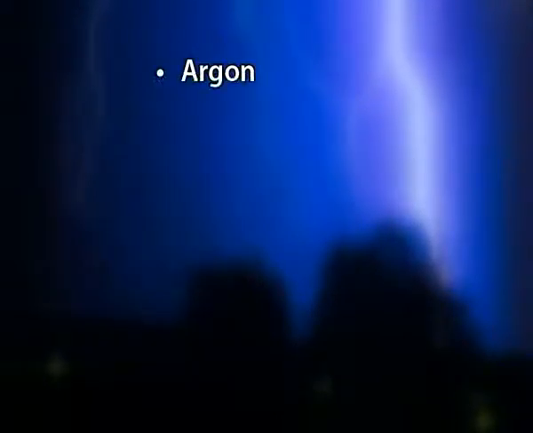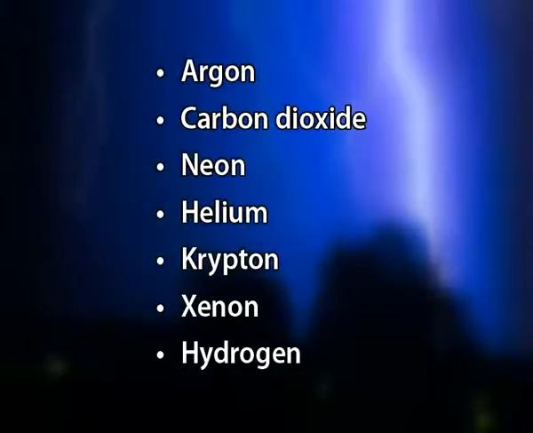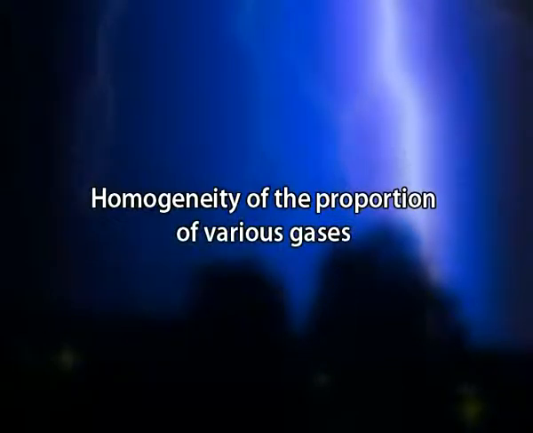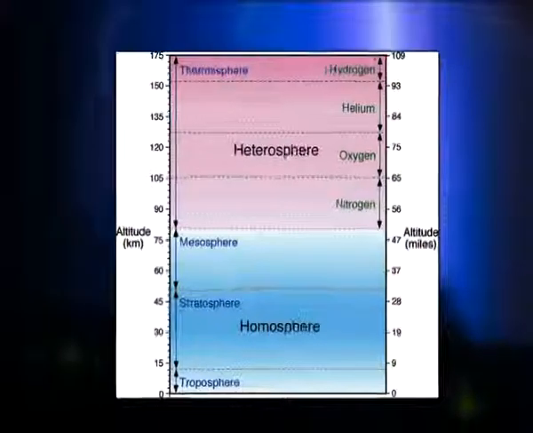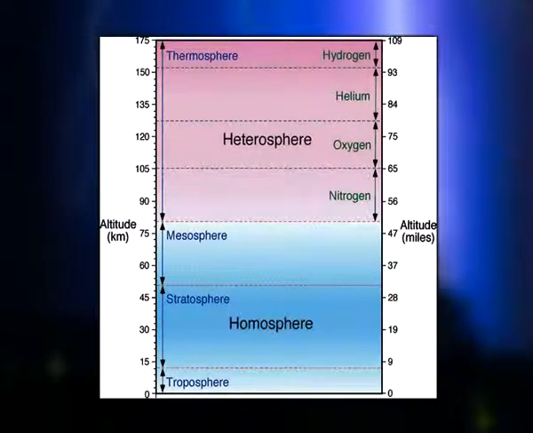Other gases are argon, carbon dioxide, neon, helium, krypton, xenon, hydrogen, etc. This zone is called homosphere because of the homogeneity of the proportion of various gases. In other words, the proportion of different gases are uniform at different levels in this zone. The heterosphere starts from the upper portion of the homosphere and extends to a height of 60,000 kilometers. Different layers of this layer vary in their chemical and physical properties.